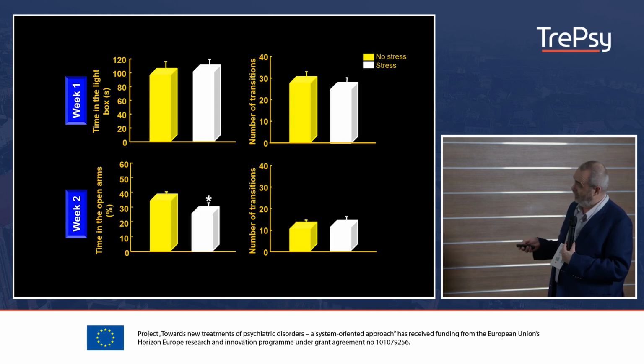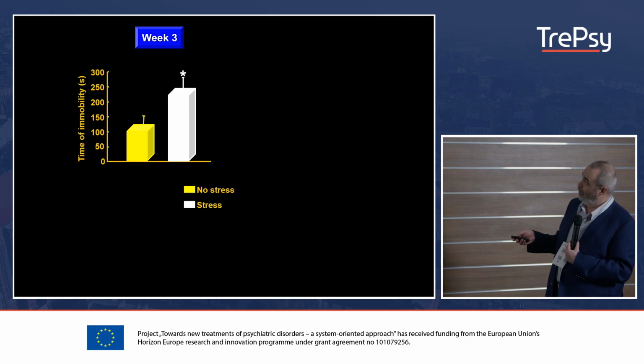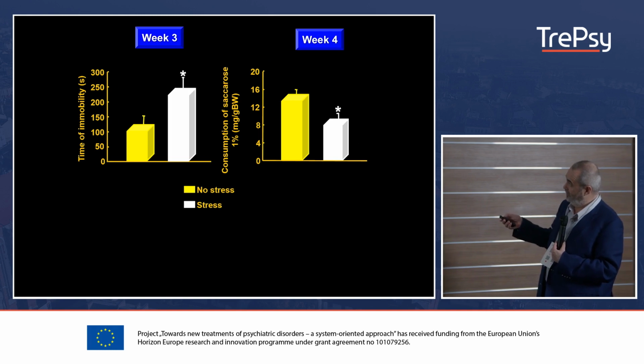This is the first week. Second week, we begin to have some effect on anxiety. On week 3, the time of immobility increased very significantly, and in week 4, the consumption of saccharose decreased.